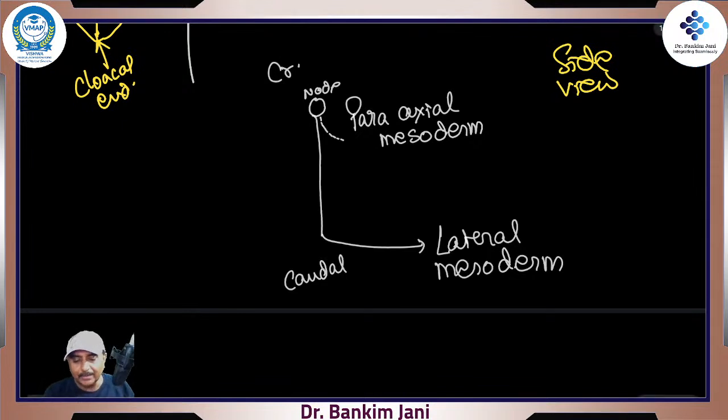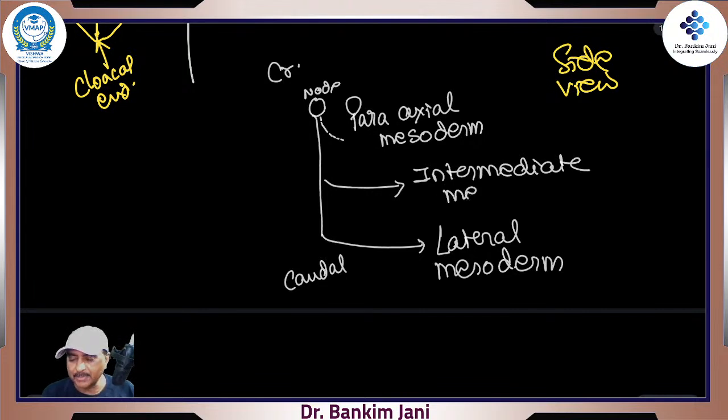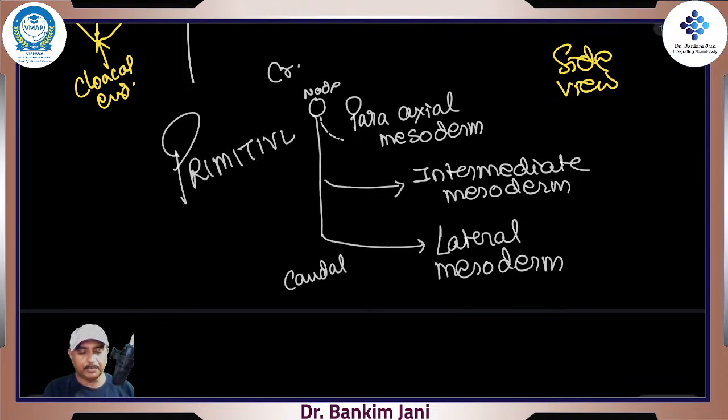And then there would be something in between. So very conveniently we just call it intermediate mesoderm. When we start discussing the formation of dorsal ganglia, right? At that point, when we are talking about terms like paraxial mesoderm, intermediate mesoderm or the lateral plate mesoderm, there should not be any confusion, because everything is in relation to the primitive node and primitive streak, right?